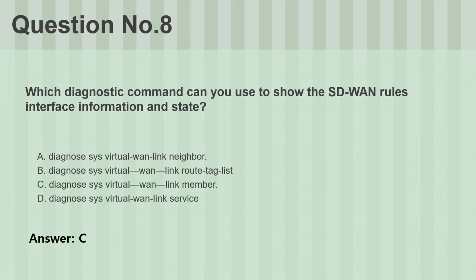Question number 8. Which diagnostic command can you use to show the SD-WAN rules interface information and state? A. diagnose sys virtual-wan-link neighbor. B. diagnose sys virtual-wan-link route-tag-list. C. diagnose sys virtual-wan-link member. D. diagnose sys virtual-wan-link service. Answer: C.